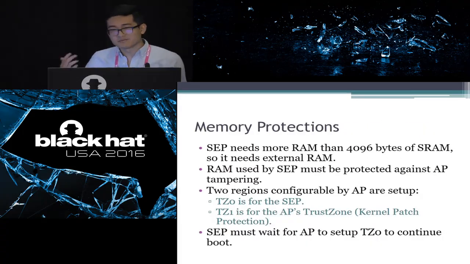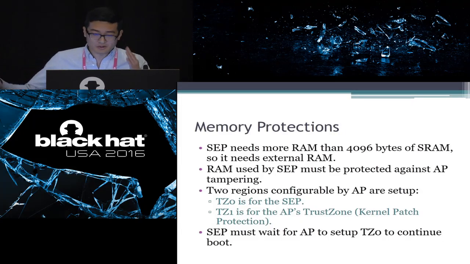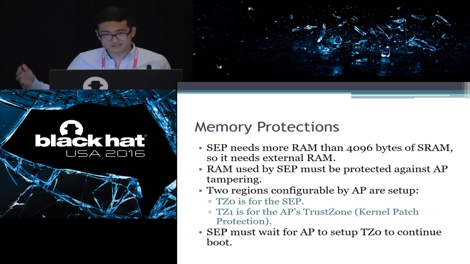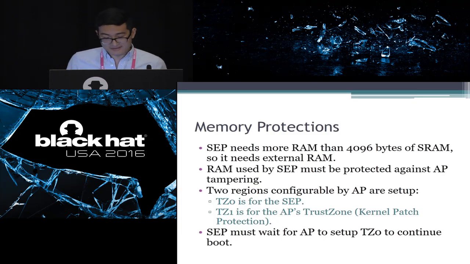Why does it need permission from the AP to continue to boot? Well, it needs more than 4 kilobytes of RAM, so it needs to have access to the external RAM that it shares with the AP. And that RAM also needs to be protected from AP tampering with it. And that protection is actually partially configured by the AP.